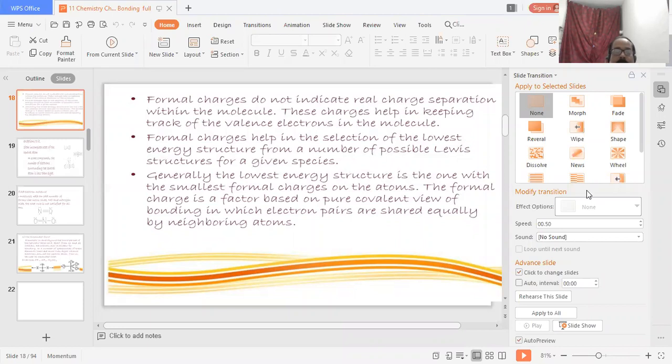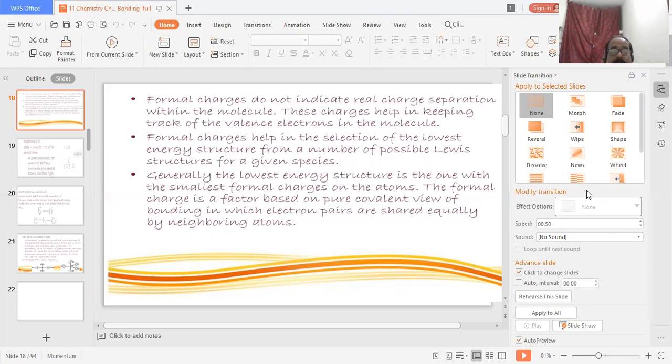Dear student, in the previous video we discussed formal charge and also the example of ozone molecules, or ozone atoms O3. What types of atoms donate or receive the electrons? And today we discuss two points. Like that, formal charge does not indicate real charge separation within the molecules.